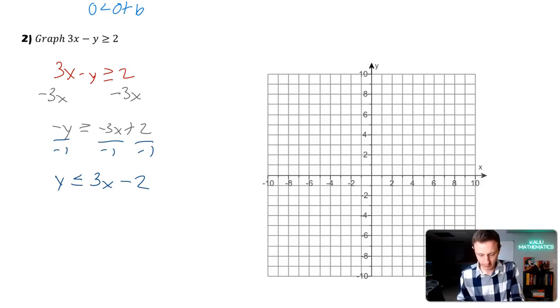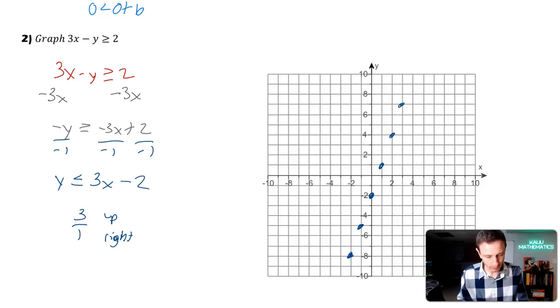And then we graph that, so the y-intercept is -2. My slope is 3 over 1, which means we're going to go up 3, right 1. So up 3, right 1. And we can go down 3 to the left 1.